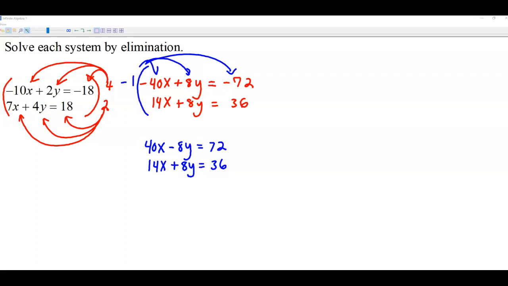The next thing we're going to do is add straight down. So the 40 and the 14 add together to make 54x. The -8y and the positive 8y cancel each other out. And then the 72 and the 36 become 108. From there, we go ahead and just solve this. 54x equals 108, so you would do that by division.